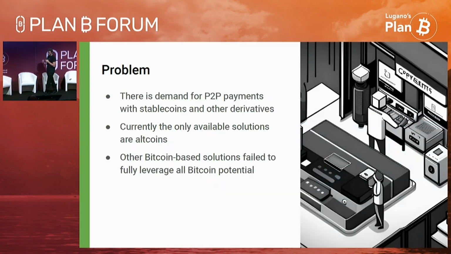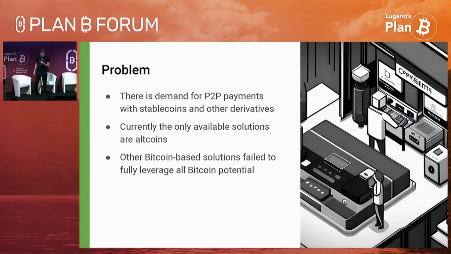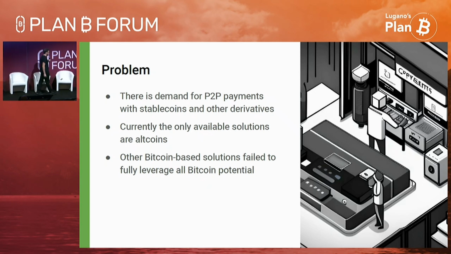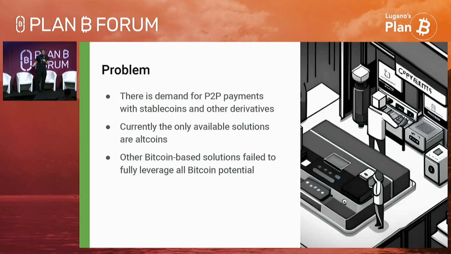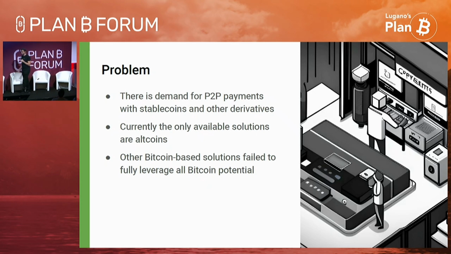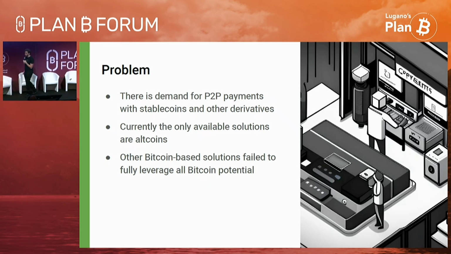So first of all, the problem: why do we even need all of this? There is clearly a demand for peer-to-peer payments with stablecoins and other derivatives on traditional assets. And right now, there are probably many more retail payments, and payments in general, in USDT and other stablecoins compared to Bitcoin, because it's just easier for people not to have to deal with Bitcoin volatility.